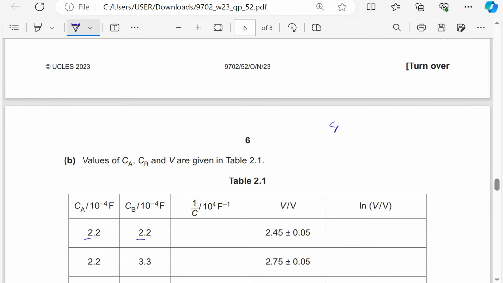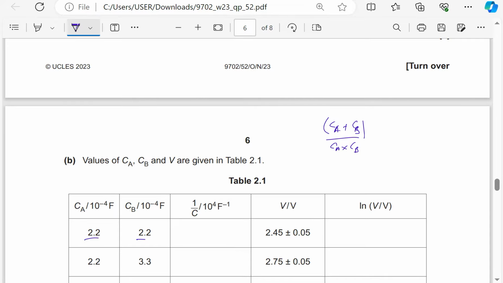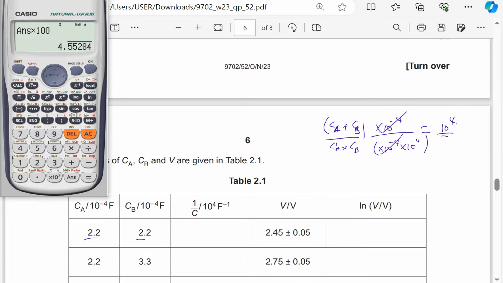So the formula is (CA plus CB) over (CA times CB). I will not consider the power of 10, because in the numerator I have times 10 to the power of minus 4, and in the denominator I have times 10 to the power of minus 4 times 10 to the power of minus 4. So one of these cancels the one in the denominator, and when it goes up, it becomes 10 to the power of 4. So I'll just consider the values in the table.